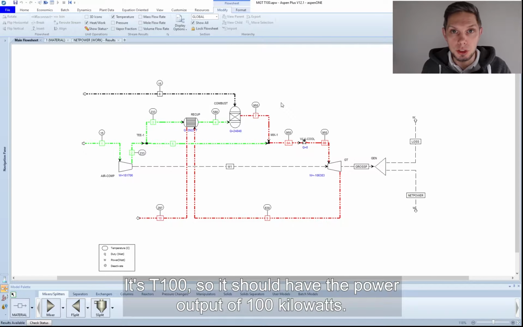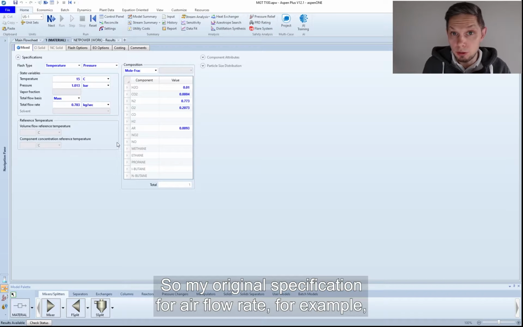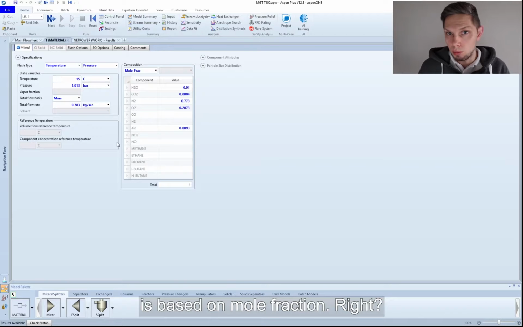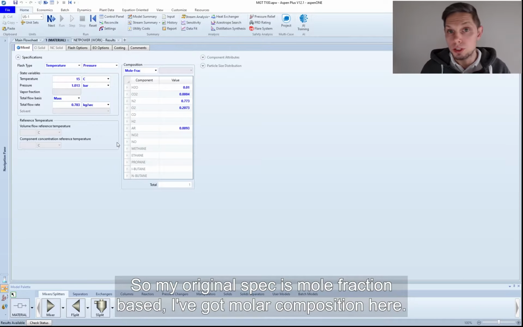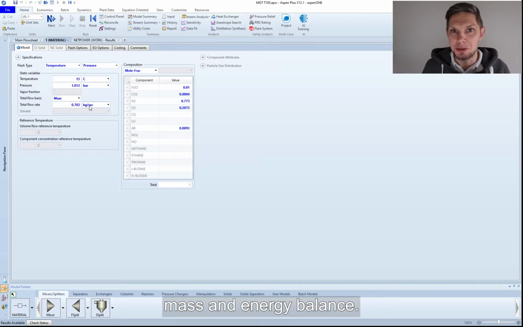It's a T100, so it should have a power output of 100 kilowatts. My original specification for air flow rate, for example, is based on mole fraction, right? So my original spec is mole fraction based. I've got the molar composition here. I've got the mass flow rate of air that was determined based on the mass and energy balance.